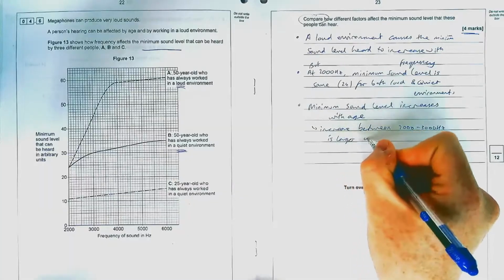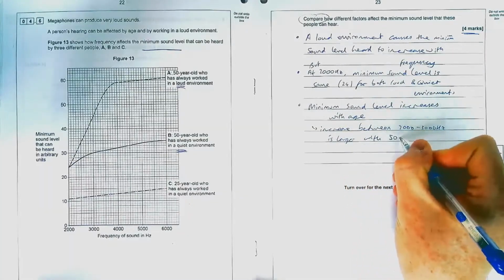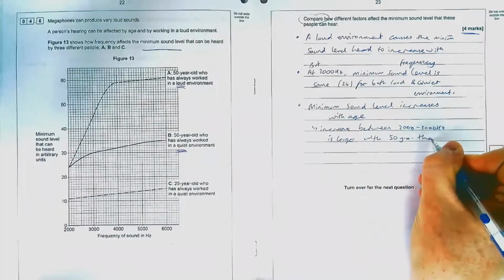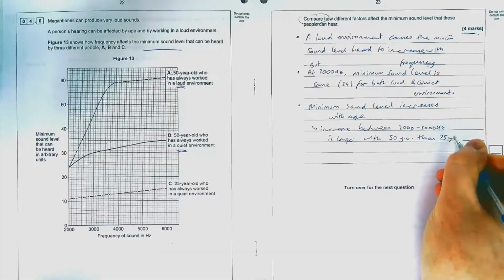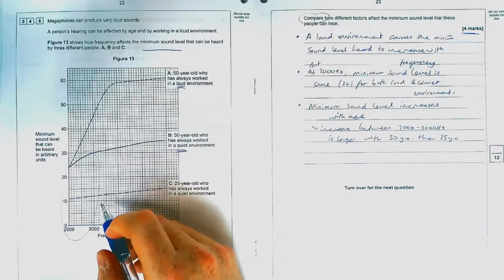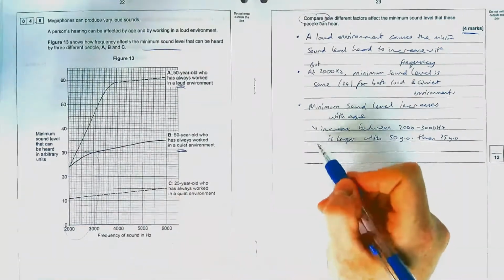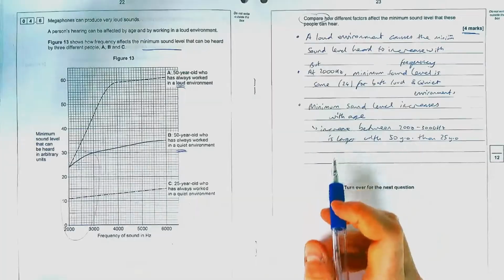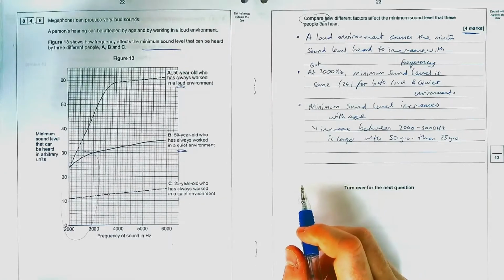You don't have to talk about every single thing on this graph. I'll just give you some options of things you also could talk about, which is, you could say about how after 4000 Hertz, the variation, the increase is very small in the minimum sound level that can be heard, etc., etc. But that will be absolutely fine for 4 marks, what I've said there.